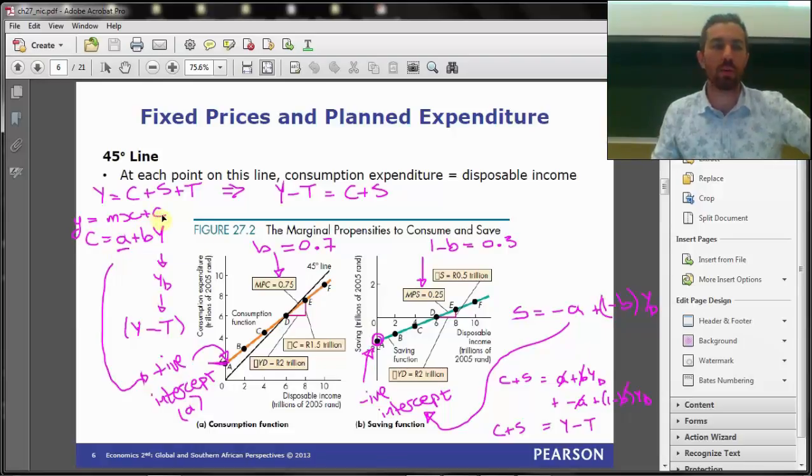C is your intercept, and A is your intercept in your consumption function. M is your slope, and B is your slope in your consumption function.